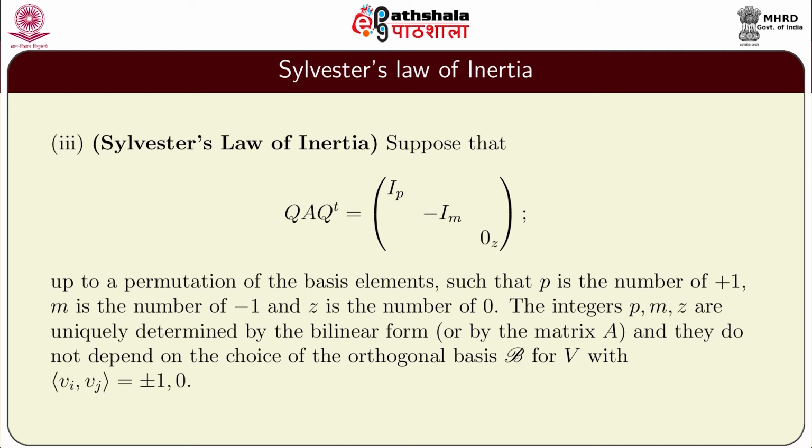Then the statement says that the integers P, M and Z are uniquely determined by the bilinear form or by the matrix A, and they do not depend on the choice of the orthogonal basis B for V with inner product Vi, Vj equal to plus or minus 1. We will now prove Sylvester's law of inertia.